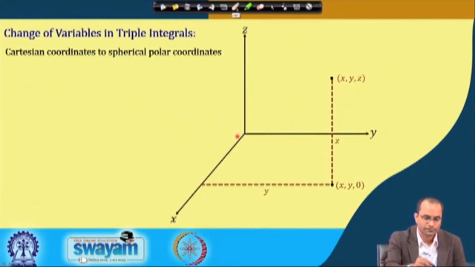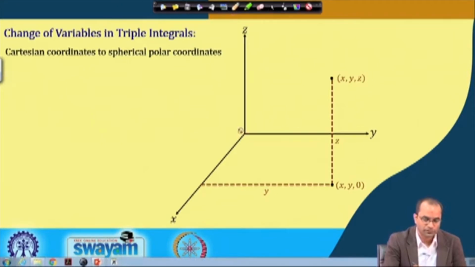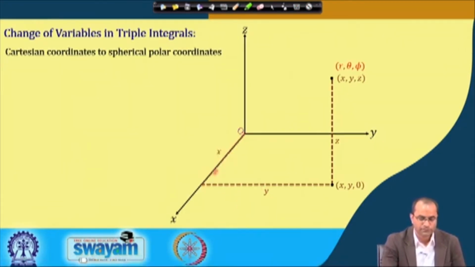So, here we have this point as the origin. From the origin to this point, that is the distance given by x. So, this is x here, and then along the y direction we have this distance y, and this is the perpendicular distance along the z axis, this is z. Now, our question is, when we change into the spherical polar coordinates, what would be r, theta and phi.